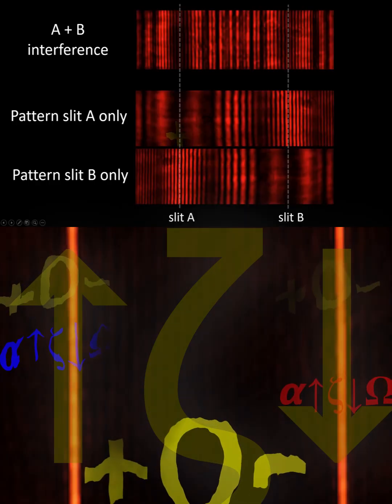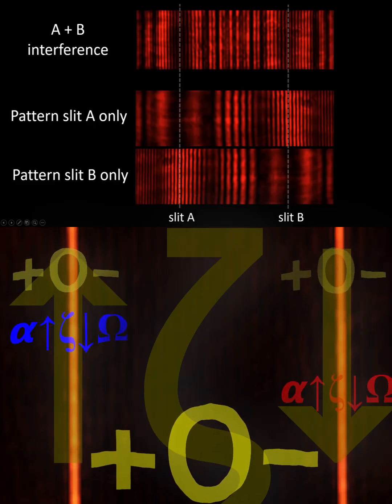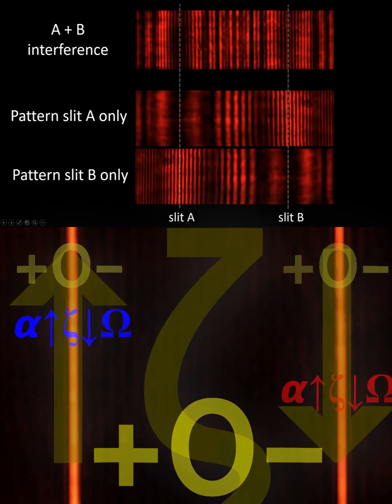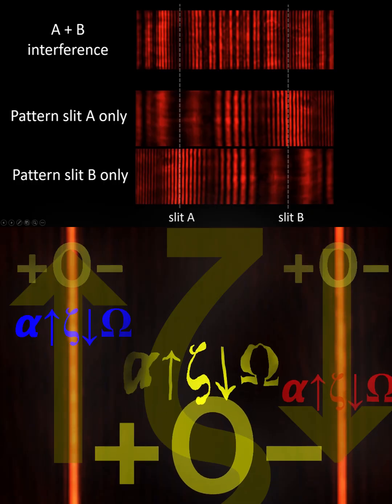You can actually measure that the interference pattern is quite different from the patterns you would get if you would just add up the intensities of the individual slits.